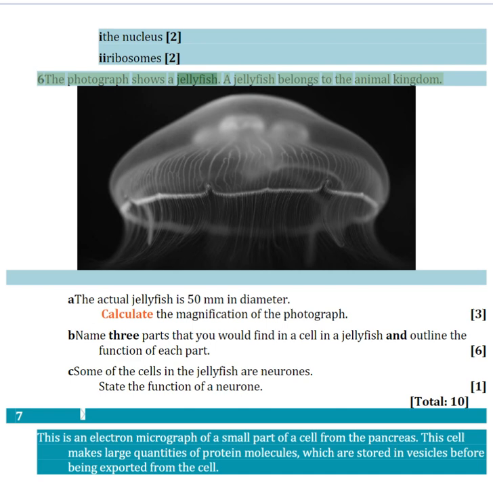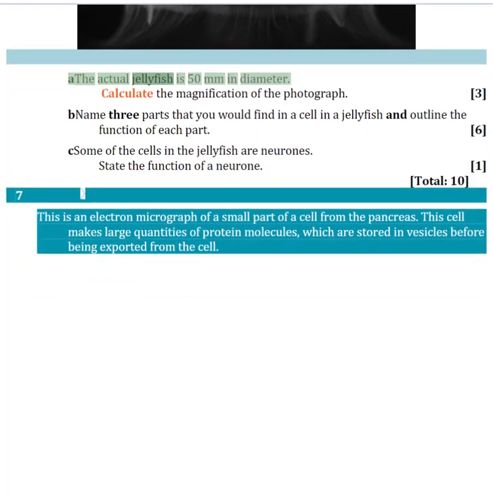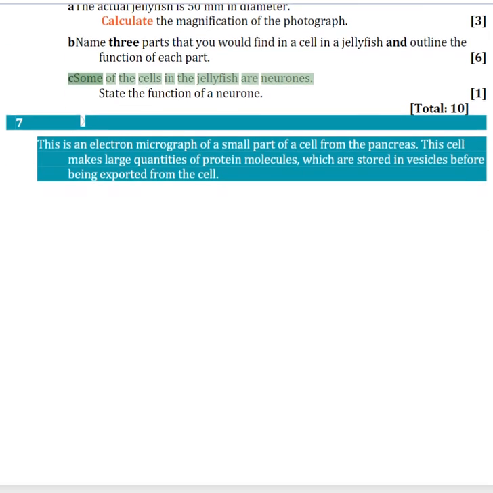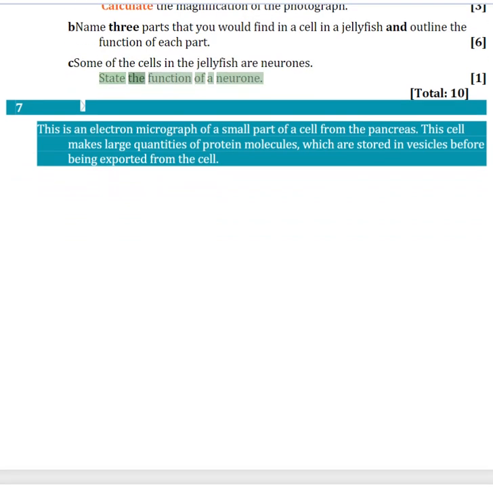The photograph shows a jellyfish. A jellyfish belongs to the animal kingdom. The actual jellyfish is 50 mm in diameter. A. Calculate the magnification of the photograph. B. Name 3 parts that you would find in a cell in a jellyfish and outline the function of each part. C. Some of the cells in the jellyfish are neurons. State the function of a neuron.